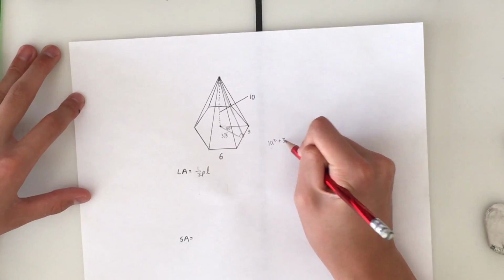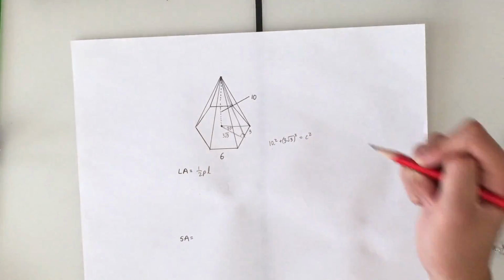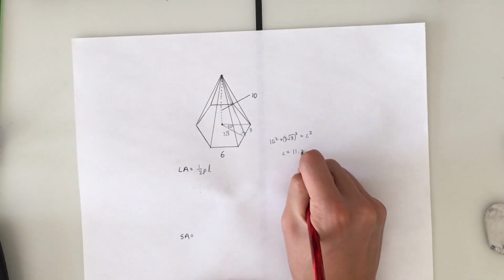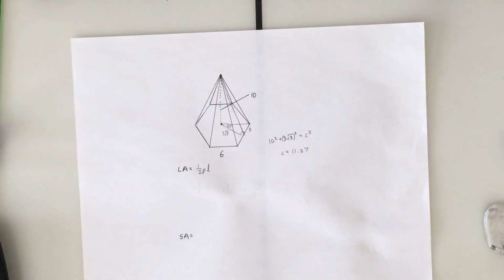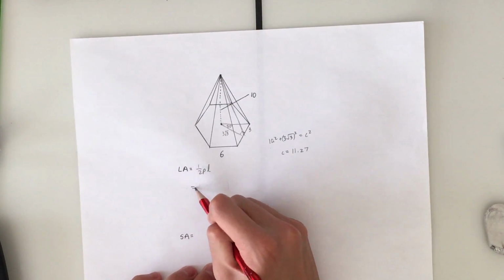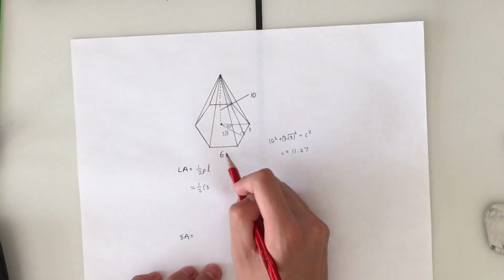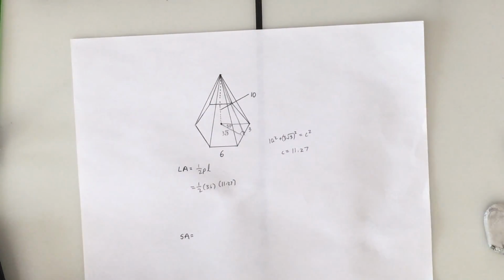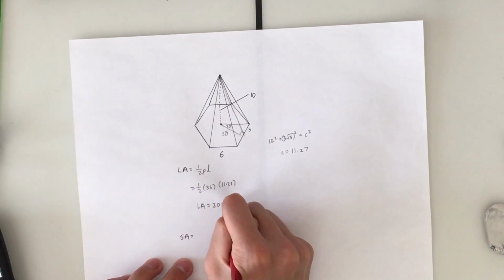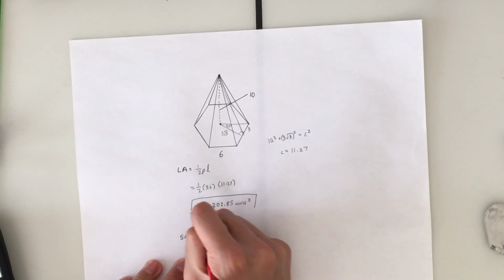So 10 squared plus 3 square root 3 squared ends up with your hypotenuse. So I'll just do that on my calculator. And we find that the hypotenuse is 11.27. So now we have our slant height, and we can just plug in to find the lateral area. The perimeter would be 36, 6 times 6. And we find that our lateral area is 202.85 units squared. So that's our lateral area.